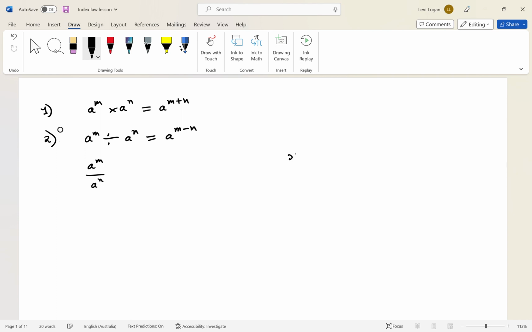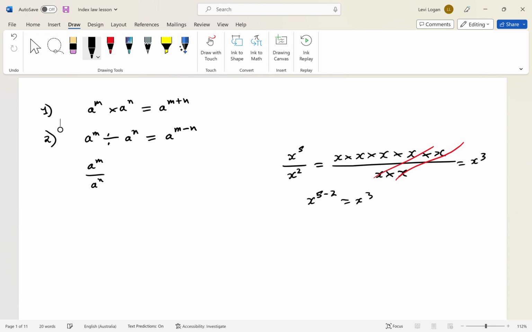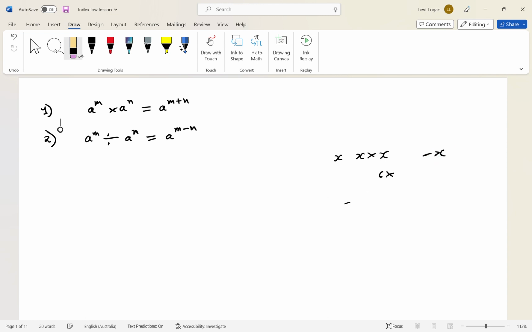So if you had x to the 5 divided by x squared, that's the same as saying x times x times x times x times x, so there's 5 of them, over x times x. It's basically just cancelling what's on the bottom and the top. So you're left with x cubed, because x to the 5 minus 2 is x cubed. So that's the second index law explained. If you understand these two laws, you can pretty much solve most index law problems already.